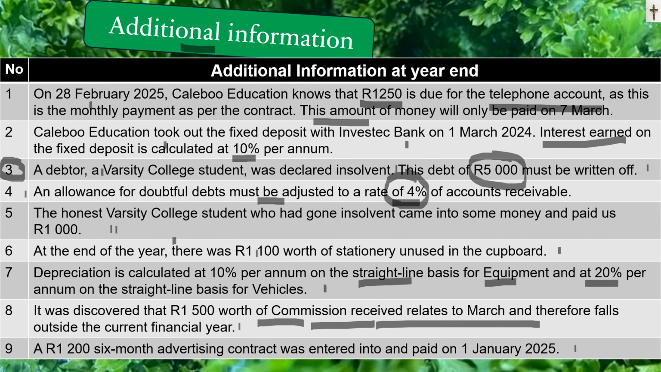Then there's an advertising contract, and you will see that there's 4 months of the 6-month contract which is outside the current financial year. So these are the transactions we're going to do, and we're going to put them on the face of the statements: the statement of comprehensive income and the statement of financial position. And the way to go about a question like this, I'm going to show you as we go along.